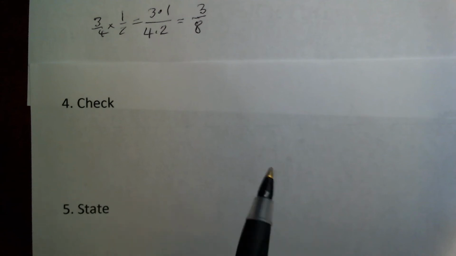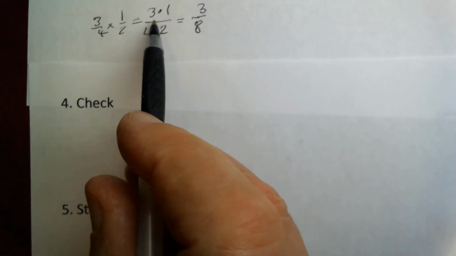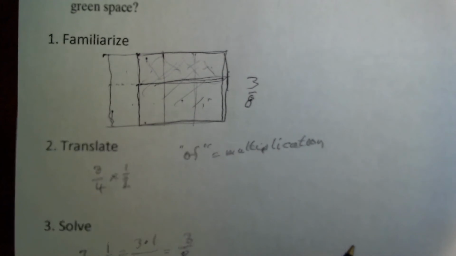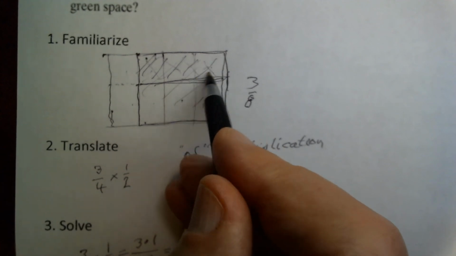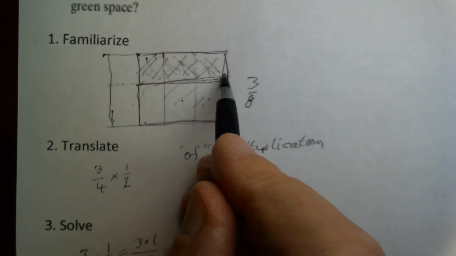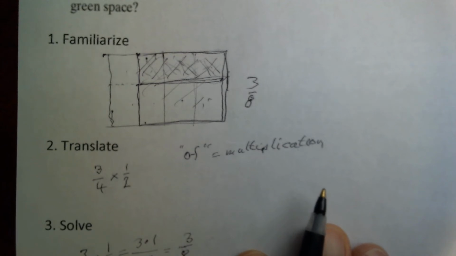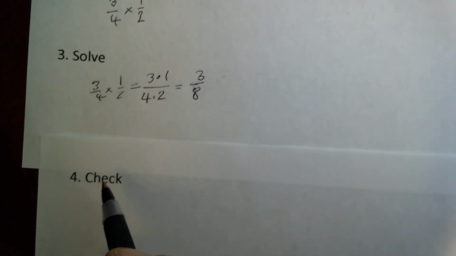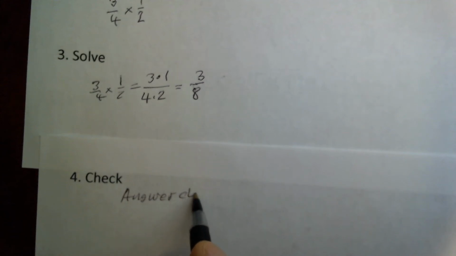Step number 4 is to check what we've computed here. And first of all, the computations are correct. It also matches with the initial familiarization of the problem, when we did the little sketch, that this will be the green space here, half of the 3/4. And so the answer checks in both ways. Answer checks.